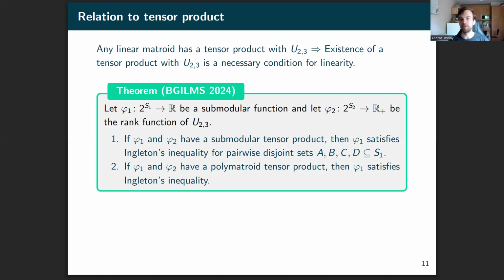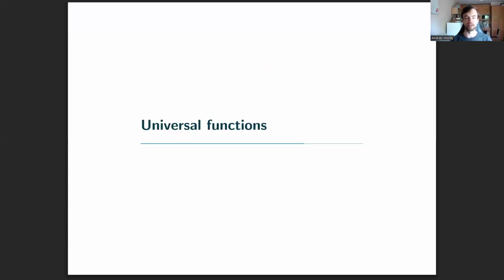More specifically, if they have a submodular tensor product, then Ingleton's inequality holds for pairwise disjoint sets. And if it is actually increasing, so it's a polymatroid tensor product, then Ingleton's inequality holds for all 4 subsets. A trivial corollary of this is that the Vamos matroid and U2-4 have no tensor product, because the Vamos matroid doesn't satisfy Ingleton's inequality.